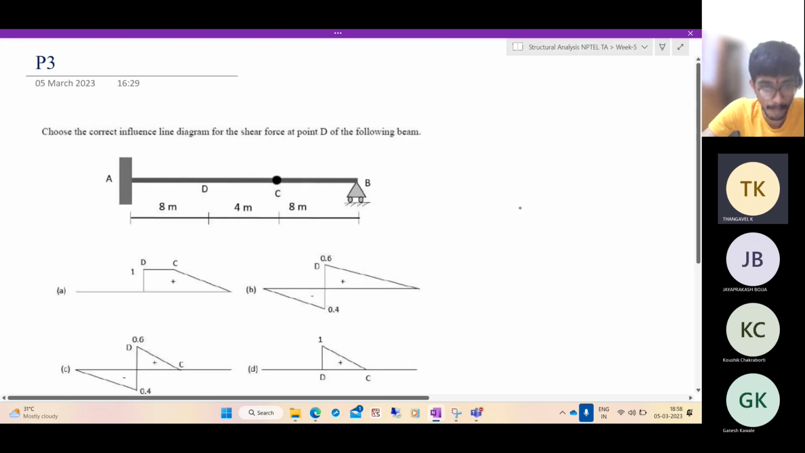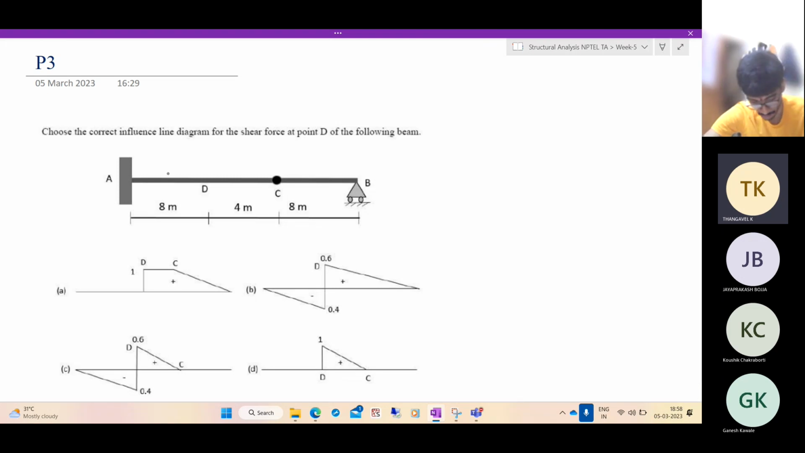Now this is a simple problem. Let us choose the correct influence line diagram for the shear force at the point D of the following beam. You can use any of the methods, so let us start with method 3, which is the Muller-Breslau principle. You'll see how powerful it is.